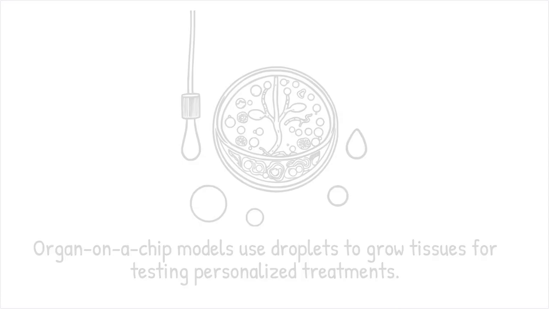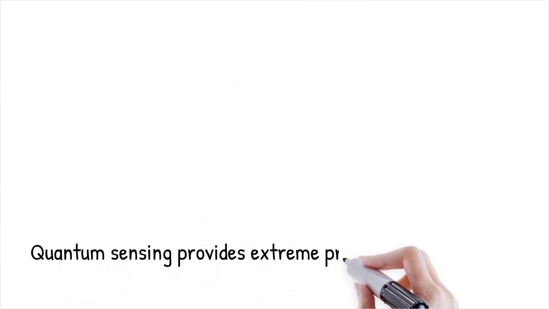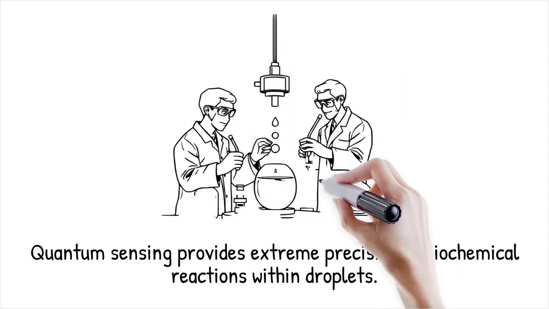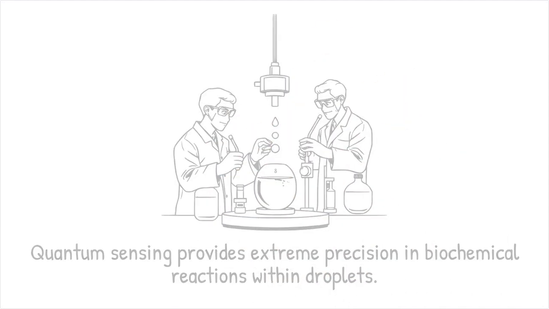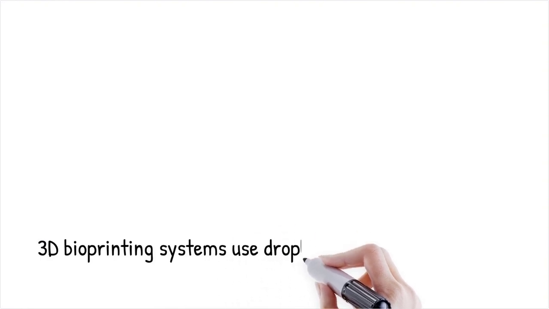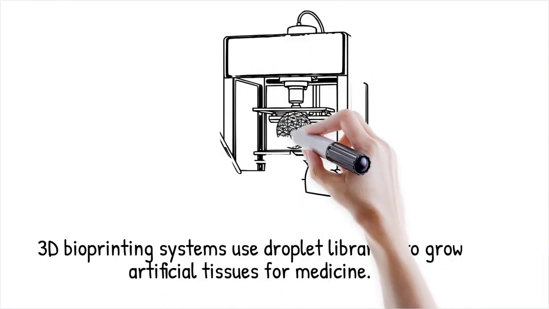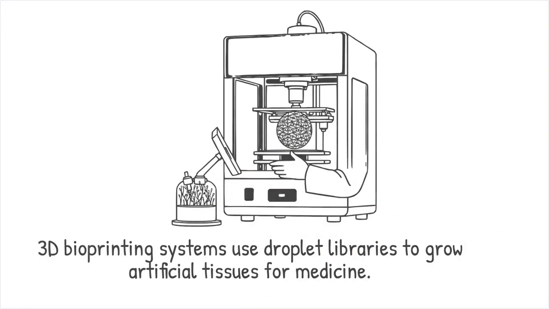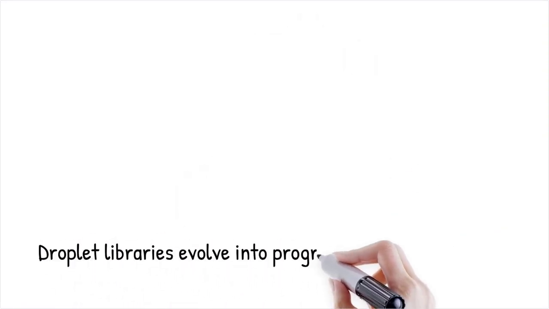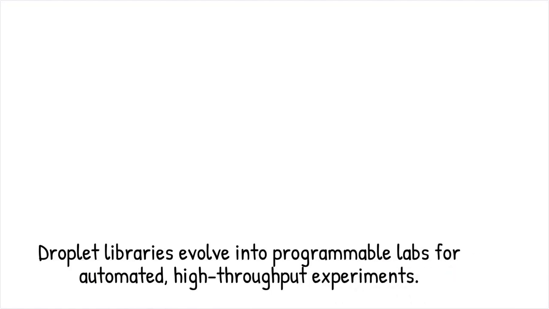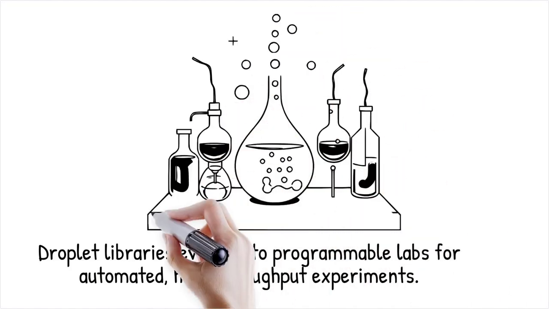These advancements will push droplet-based research beyond its current limits, making experimentation faster, cheaper, and more precise. Scientists are developing 3D bioprinting systems using droplet libraries to grow artificial tissues for regenerative medicine. It's like turning each droplet into a programmable lab capable of running thousands of automated experiments.